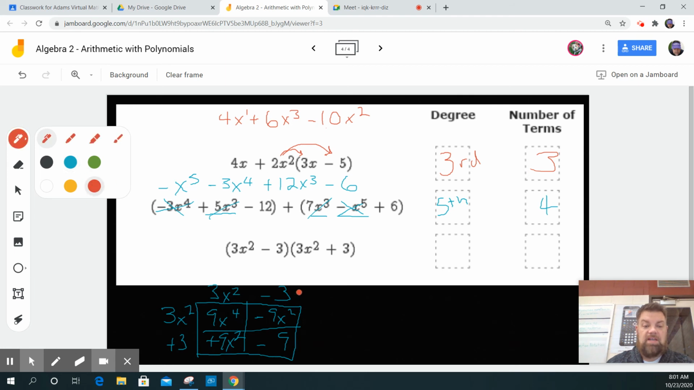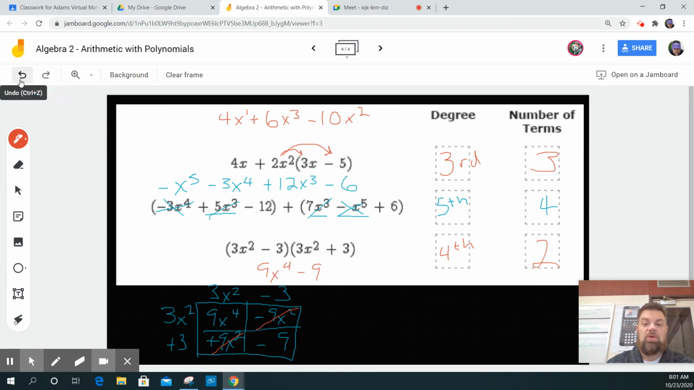Notice that when I combine the like terms, which is x squared, I have a negative 9x squared plus 9x squared. So those two cancel each other out. They equal 0. And so I'm left with 9x to the fourth minus 9. So this is what we would call a fourth degree polynomial, because the highest power of x is 4, but I only have 2 terms. And that's how you label, identify, combine like terms, and simplify polynomials.